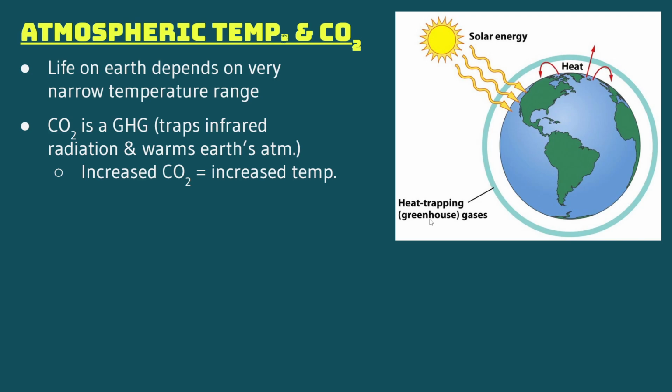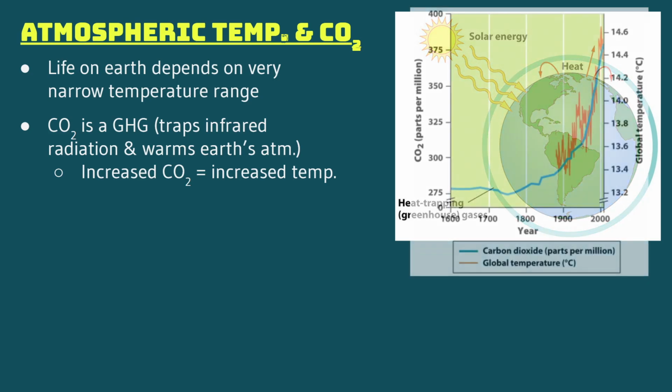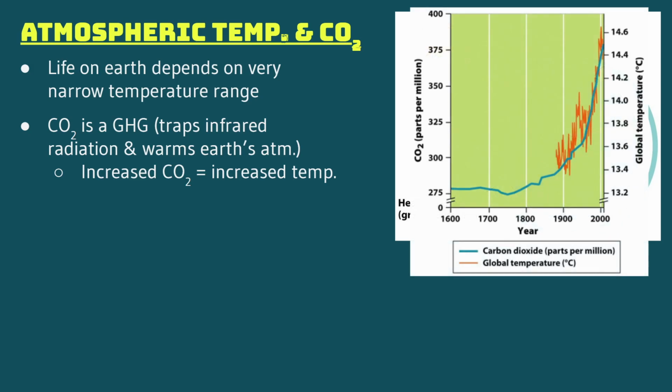Some of the heat might escape, but a lot of it's being trapped, and the thicker that this blanket of greenhouse gases becomes, the more Earth's temperature will increase. We know that because we have data that historically show that as carbon dioxide levels rise, so do global temperatures. We see a really strong link between increased atmospheric CO2 and increased temperature on Earth.